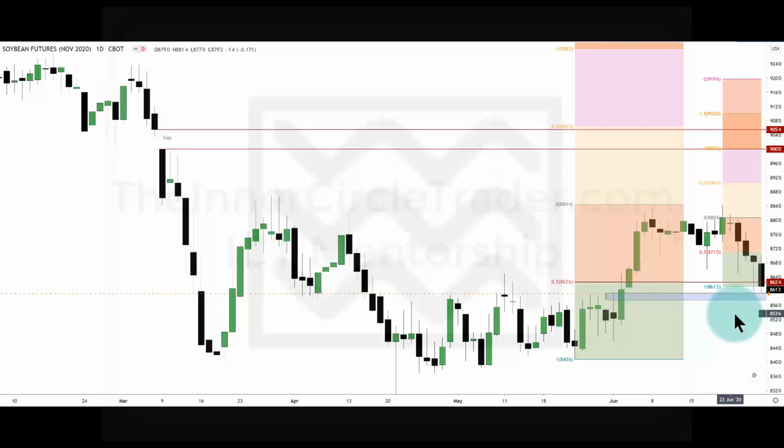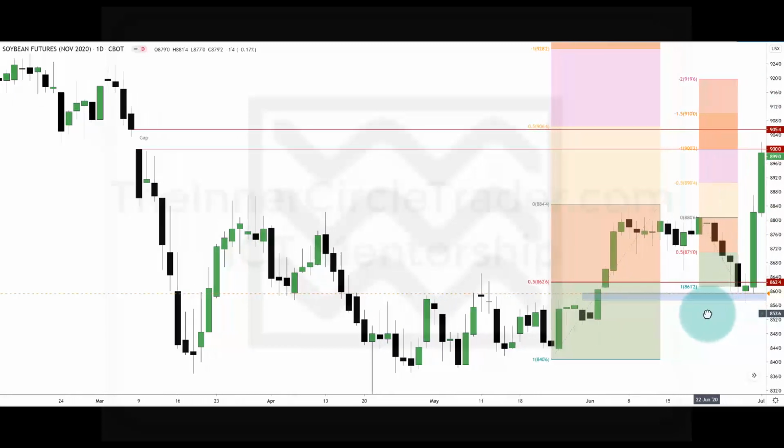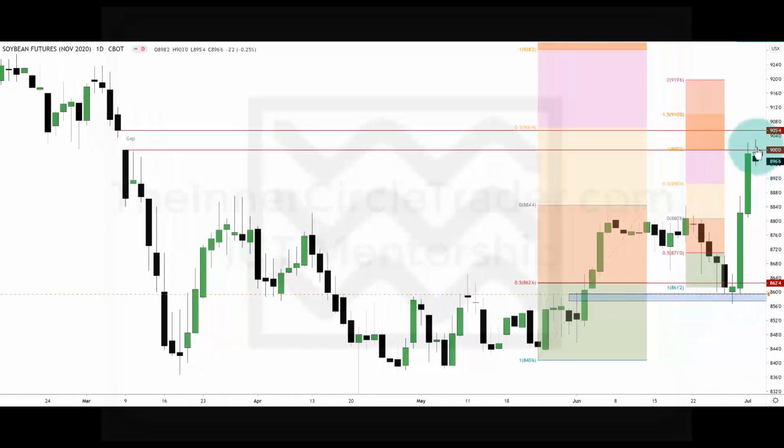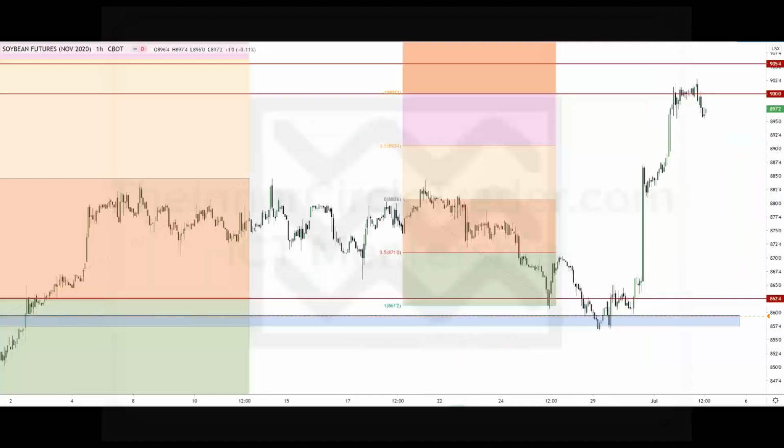Okay, so let's take a look at what happened. Price runs up, it nails it, goes right to consequent encroachment, which is the midpoint of the gap. Okay, we're going to look at the lower time frames. You can see how we do drop into this area here, which will be very clear when we drop into an hourly chart. All right, so here is the 60-minute chart for the soybean market, November delivery contract.